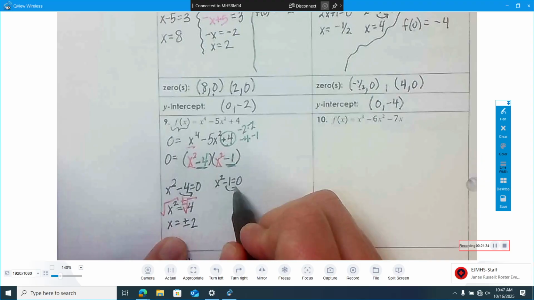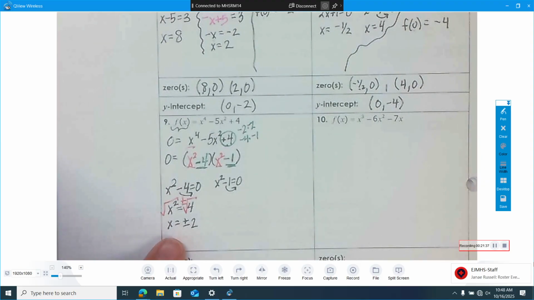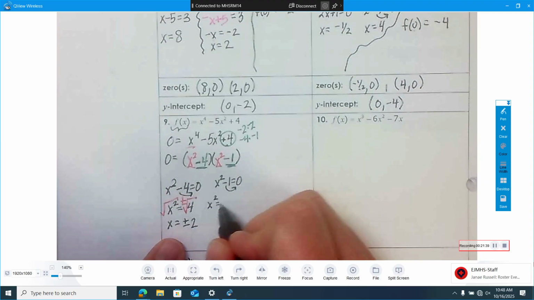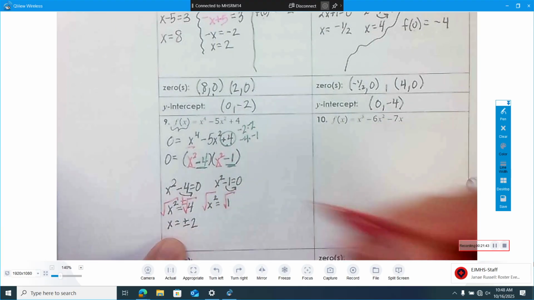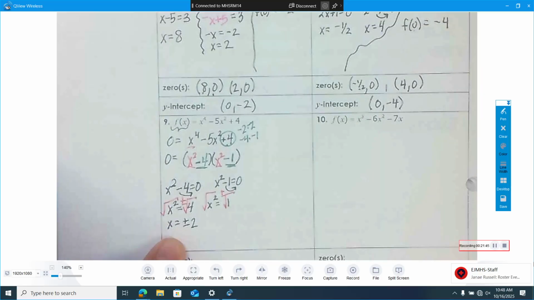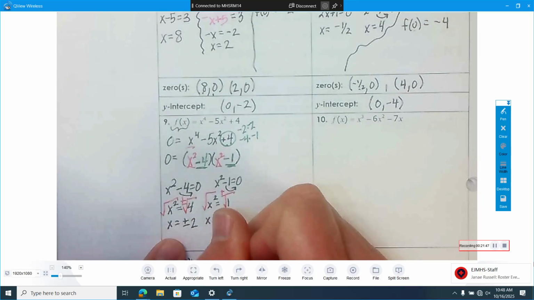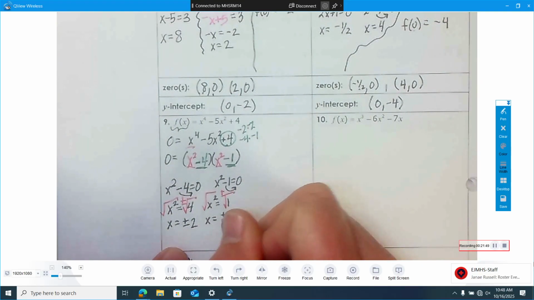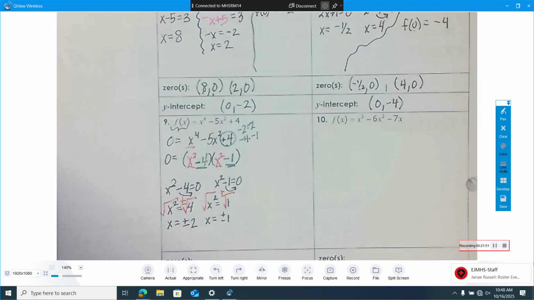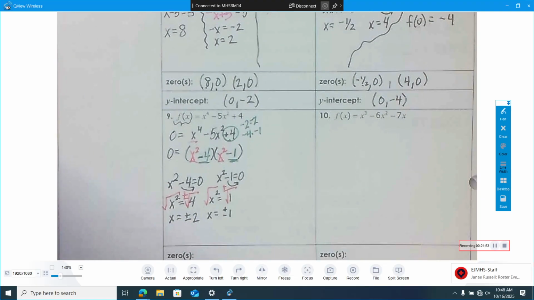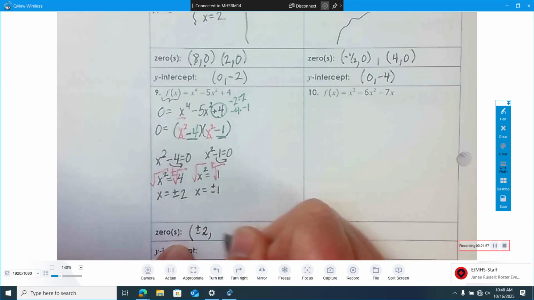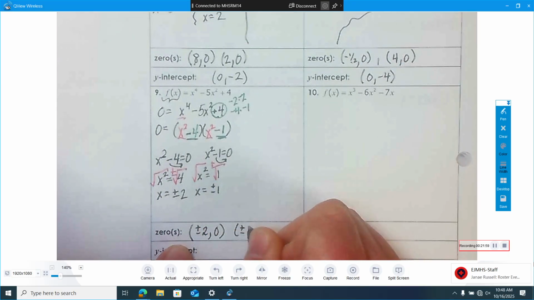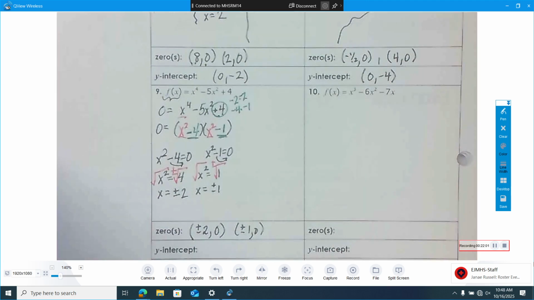On the other side, we're going to move over the 1. So we get x squared equals 1, and then square root both sides. Don't forget, plus or minus. So we get x equals plus or minus 1. How many intercepts do we have here? 4, yeah. I'm going to write them: plus or minus 2, 0, and plus or minus 1, 0.